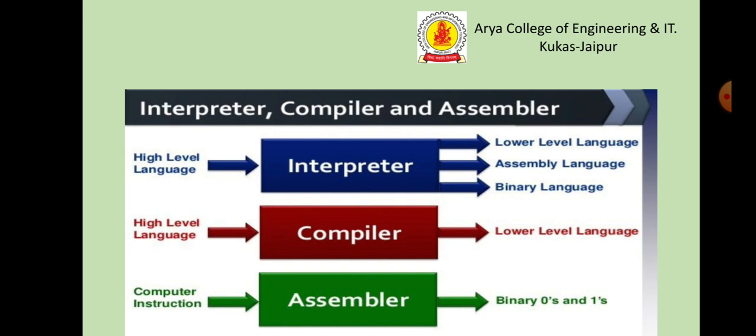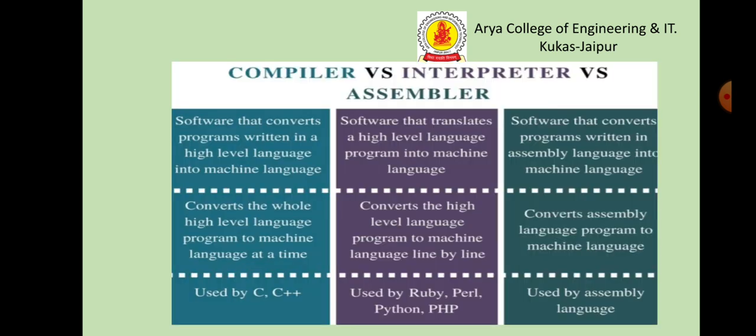Interpreter is used for high level language and it converts the program into lower level language, or assembly language, or binary language. Compiler takes the high level language programs and converts them to lower level language, whereas the assembler takes the computer instructions and converts them into binary 0s and 1s. These are the basic differences between compiler, interpreter and assembler.